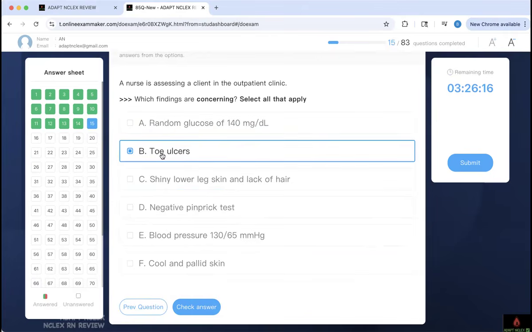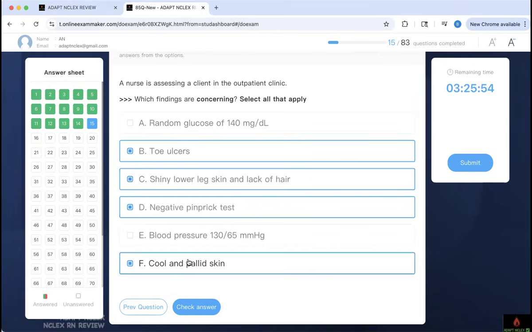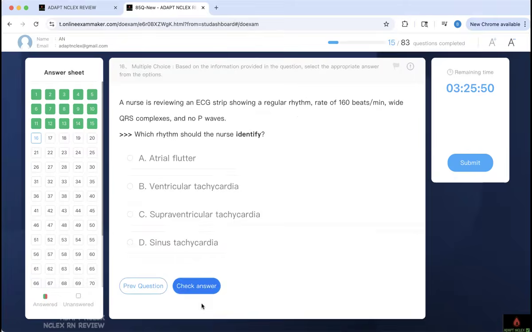But if you have toe ulcers, peripheral arterial disease. If you have shiny lower leg and lack of air, peripheral arterial disease. If you have negative pinprick test, it's also peripheral arterial disease. If I do a pinprick and you can feel it, that means you have neuropathy. Your blood pressure of 130/65 is okay. But cold, pallid skin, peripheral arterial disease, all these are bad.